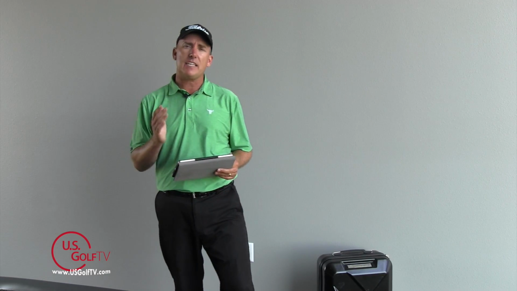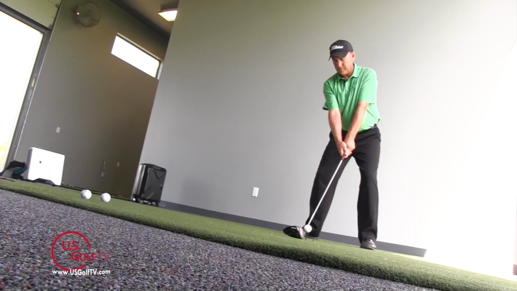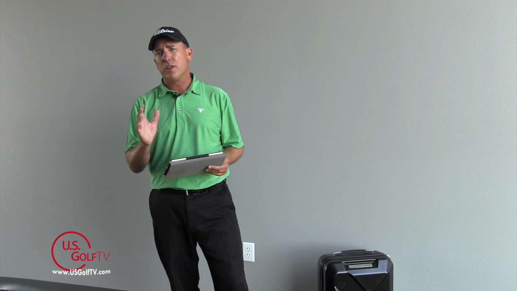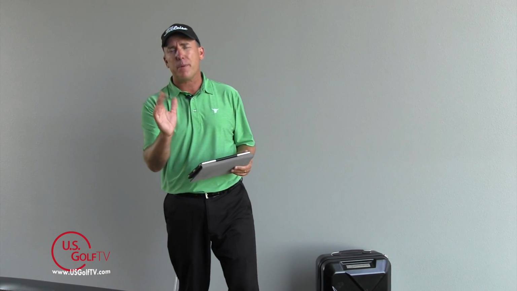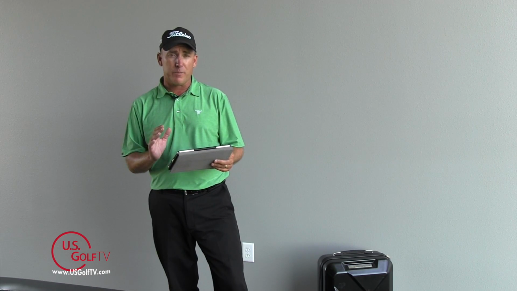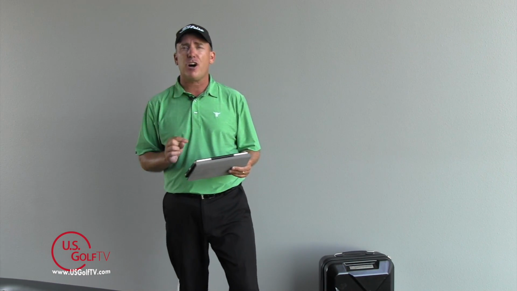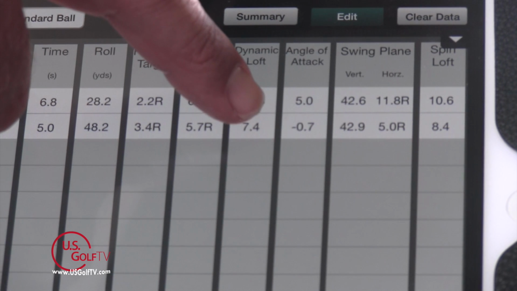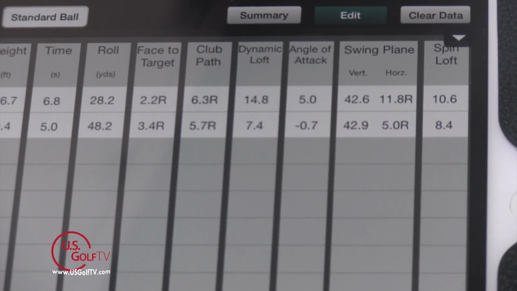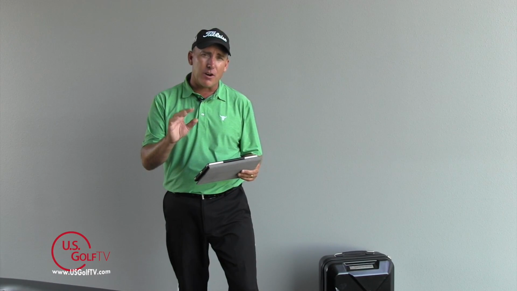Well, if we want to hit a nice high draw with the driver, what we want to do is hit up on the golf ball first of all. We want a positive angle of attack. We want the club to be traveling up as it comes in contact with the golf ball. So in this particular example, I've got 2 of them here. I had one where I hit up on the golf ball, an angle of 5 degrees, positive 5 degrees. I have another one where I hit down on the golf ball slightly, 0.7 degrees down. All right, let's remember that.